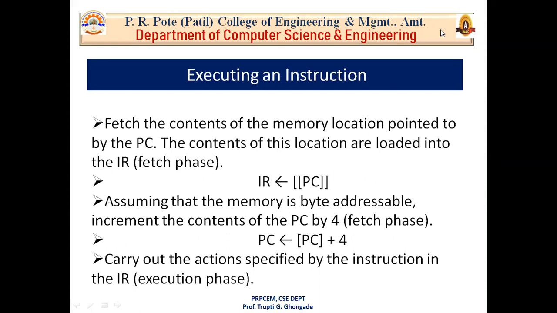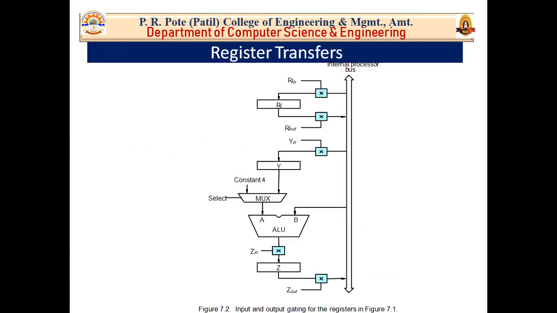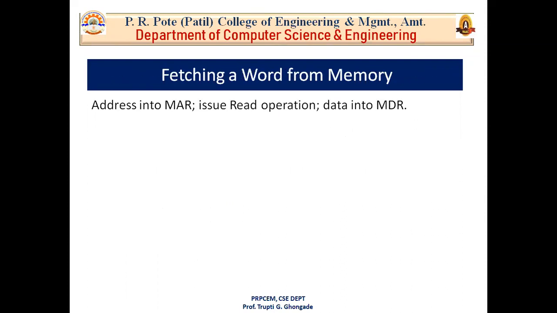In the previous lecture, we have seen some basic fundamental concepts of executing an instruction. We have discussed how instructions are executed one by one. After that, we also discussed the internal organization of a processor, that is, how instructions are executed internally and how we perform arithmetic and logical operations inside the processor. And in today's lecture, we are going to discuss how to fetch a word from memory and how to write a word in memory.